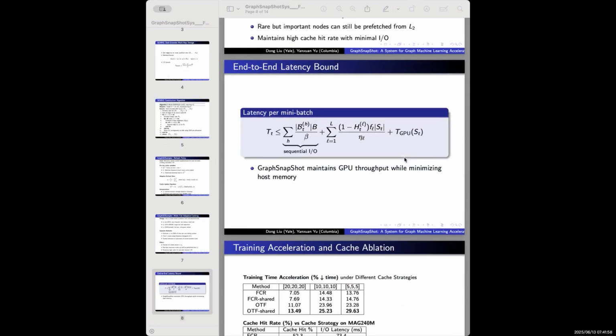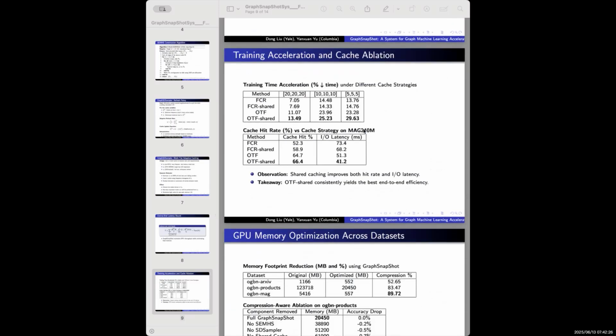Here we come to the end-to-end latency bound. Now let's put everything together. We model the total latency per mini-batch for this algorithm. Our system maintains GPU throughput while minimizing host memory, and we can reduce the first two terms of this formula significantly.